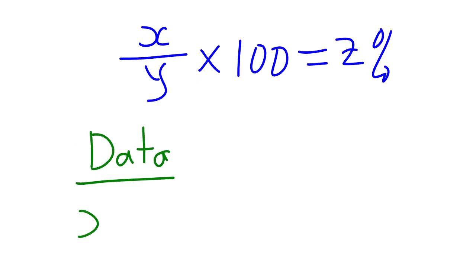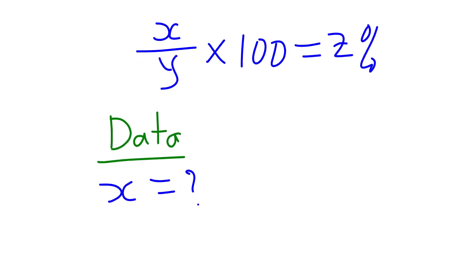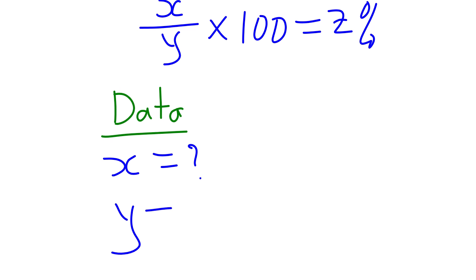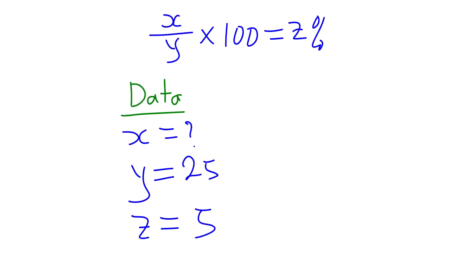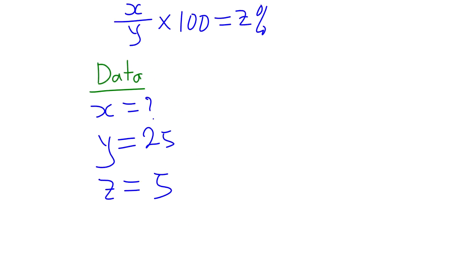So we have X. X is unknown. That means you need to find it. I will not give you the value. You need to calculate and find X. Y is, let's say, 25. Then Z, which is the percentage, is, let's say, 5%. Now you need to find X. There are two different ways that you can follow to find the value of X.